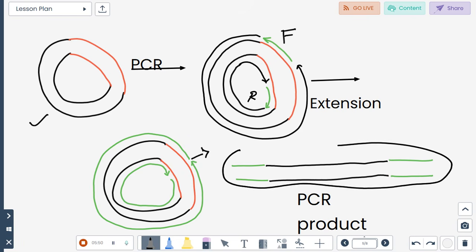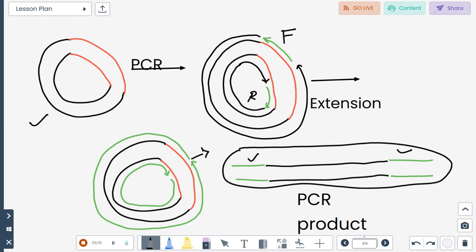PCR product. And if you see this PCR product, on either end of this unknown DNA fragment, on either side of the unknown DNA fragment, you have introduced the transposon sequence. The right side of the restriction site of the transposon sequence, or the left side of the restriction site of the transposon sequence.